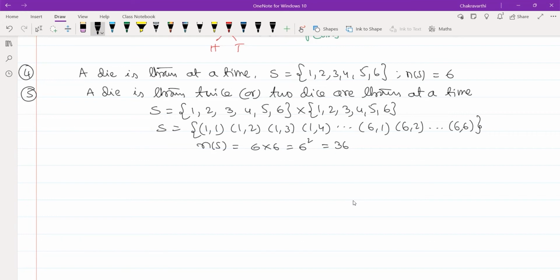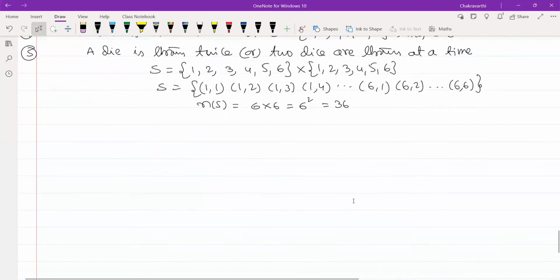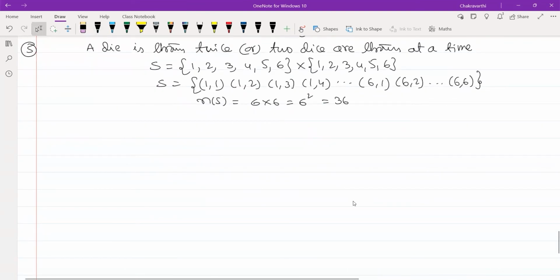So here, give the importance to order. (1,2) is different from (2,1). (1,3) is different from (3,1). The complete sample space contains 36 points.